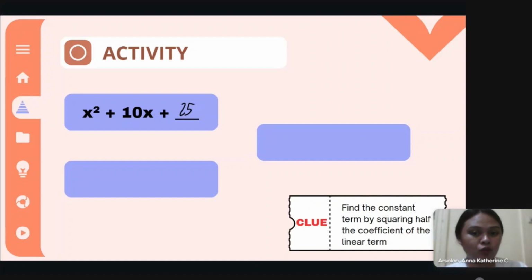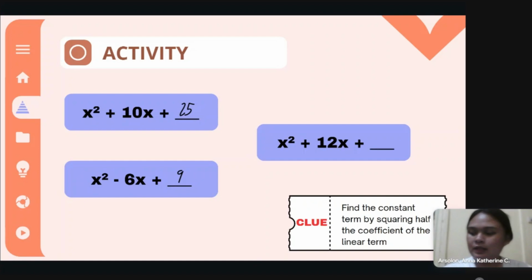Alright, so 10 divided by 2, which we will get 5. Then it says that we will square the half. Okay, so the 5, we will square it. So 5 squared is 25. Alright. So next, let's have Justin. Justin, please solve this next equation. Alright, let's check if you got it correct. Alright, you got it correctly. So the answer is 9. So since it is negative 6, we will get the half of it, which is negative 3. And when we square it, we will get positive 9.